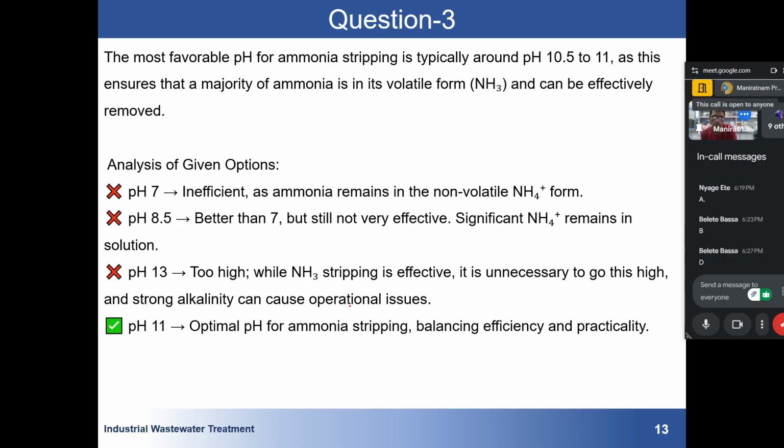Strong alkalinity can cause other operational issues, because at this high pH there will be too much OH minus, and OH minus can react with other compounds such as calcium, and it can form calcium hydroxide. If magnesium is there, then it can also react with magnesium, causing other problems. At pH 11 also there will be some OH minus, but it can be controlled. But at pH 13 it will be very high. Any doubt?